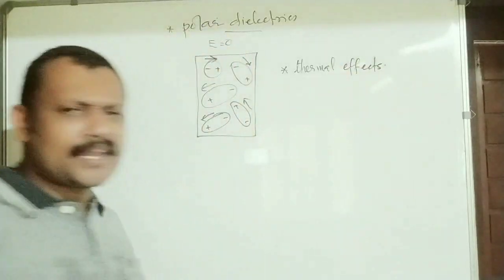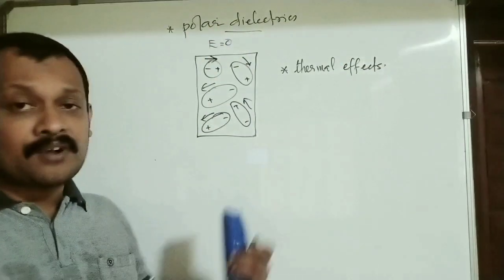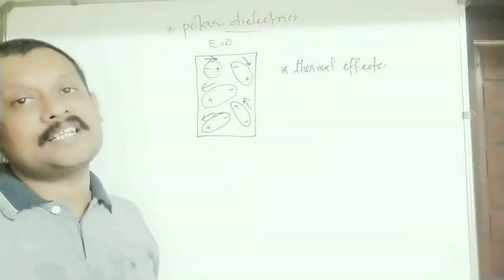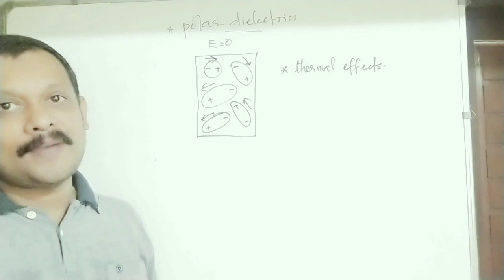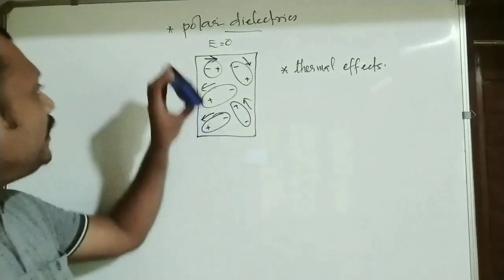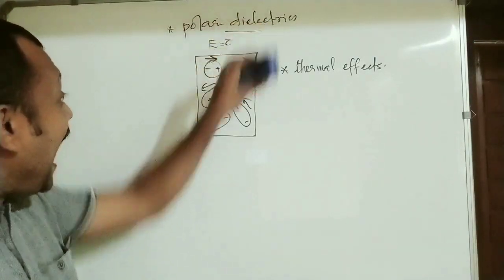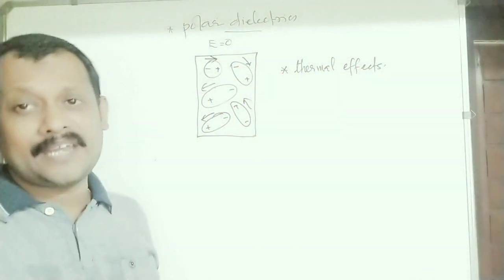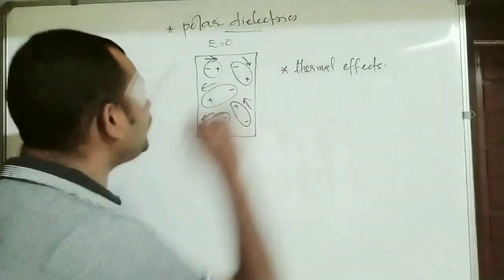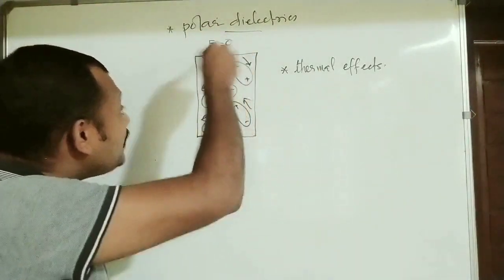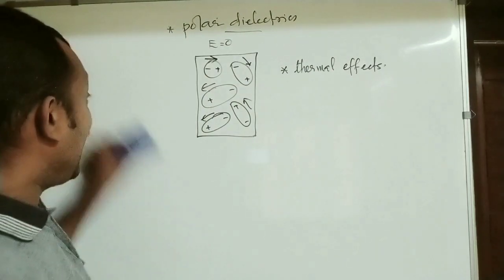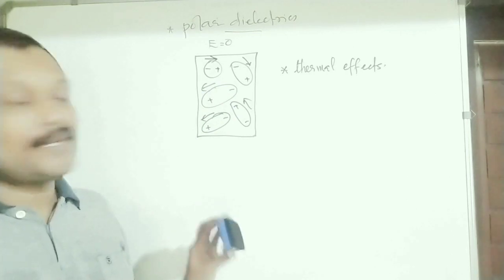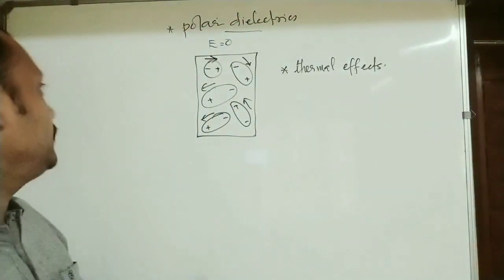As we have seen in every case, as temperature increases, randomness increases. The same case is also coming here. Thermal agitation effects. In the absence of thermal effects, the dipoles would have oriented in the same direction, giving rise to a net dipole moment. But due to these thermal effects, the dipoles are randomly oriented, giving rise to a negligible or zero dipole moment in the absence of an external field.